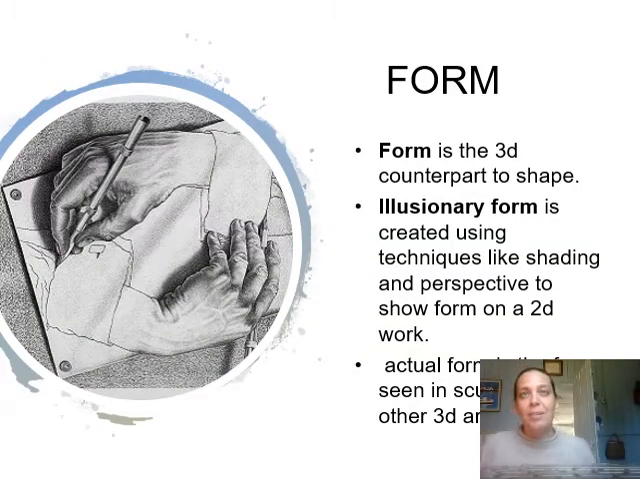Our next element of art is form. Form is the 3D counterpart to shape. So remember I underlined that shape is two-dimensional. Form is three-dimensional.